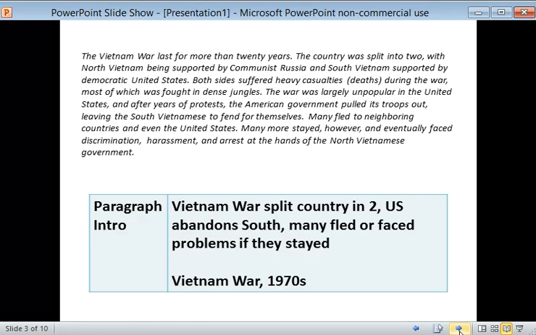So set up your paper for our Cornell notes. On the left, we're going to write paragraph intro. On the right, we'll write our central idea, which is the Vietnam War split the country into two, the U.S. abandons the South, and many fled or faced problems if they stayed. Our quick hits are Vietnam War and 1970s. That provides us a little bit of context about the setting and what's going on. As always, if you need more time to write, you can hit pause, but I'm going to move on.